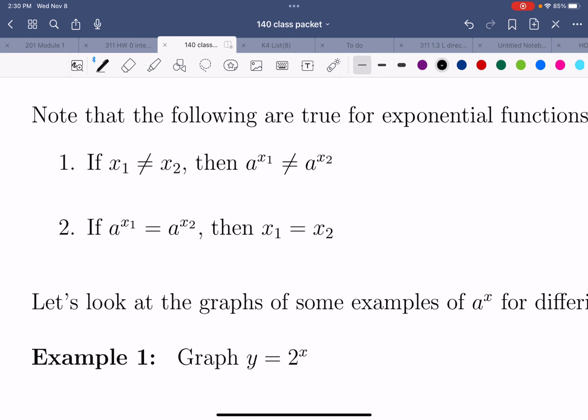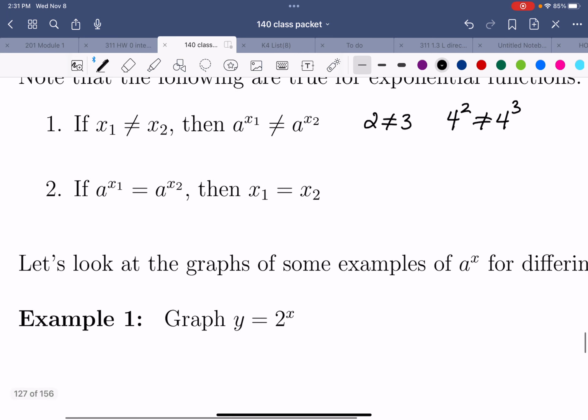If you have two numbers, x1 and x2, that are different, then if you raise a base to them as powers, the results are not going to be the same either, right? So if 2 is not the same as 3, then 4 to the 2 is not going to be the same as 4 to the 3. And we know that because 16 and 64 are not the same number.